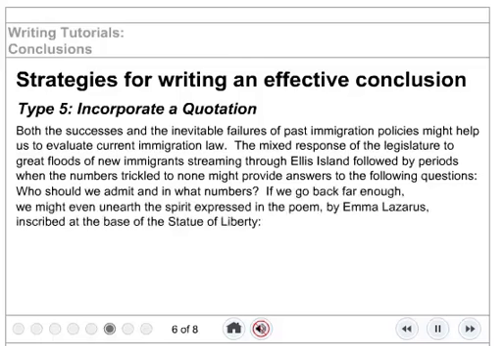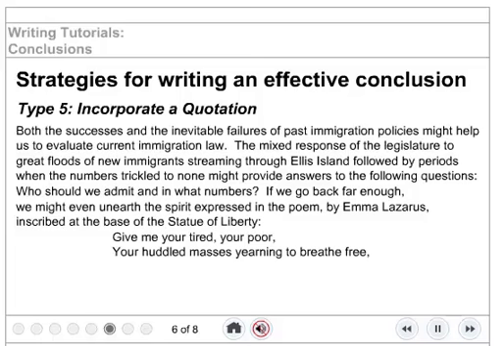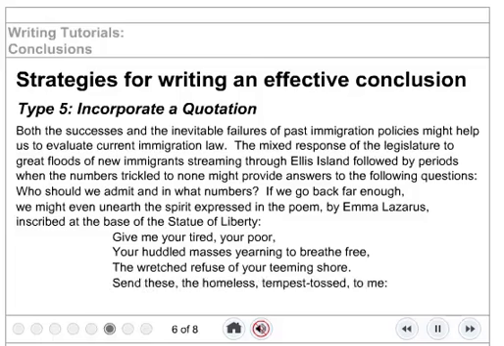If we go back far enough, we might even unearth the spirit expressed in the poem by Emma Lazarus, inscribed at the base of the Statue of Liberty. "Give me your tired, your poor, your huddled masses yearning to breathe free, the wretched refuse of your teeming shore. Send these, the homeless, tempest-tossed, to me. I lift my lamp beside the golden door."